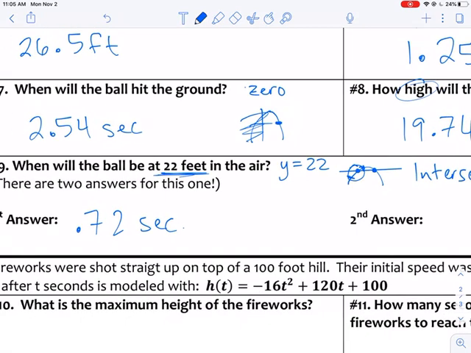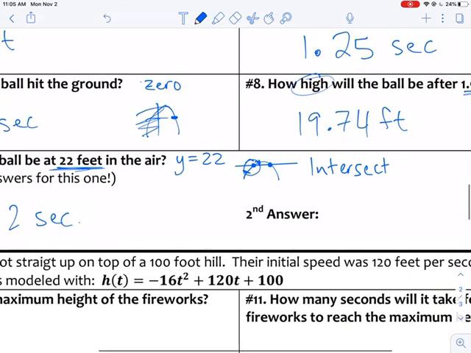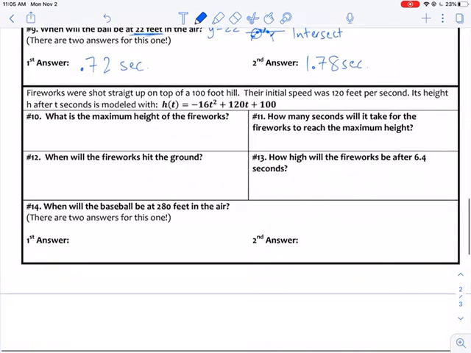That tells you at 0.72 seconds, that ball is going to be 22 feet high. Then it's going to go even higher, and then it's going to come back down to 22 feet again. So we're going to do our second trace, intersect, left bound, right bound, and you will get 1.78 seconds for your second time it's that high.